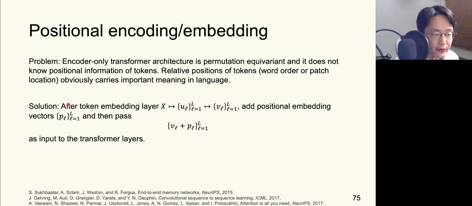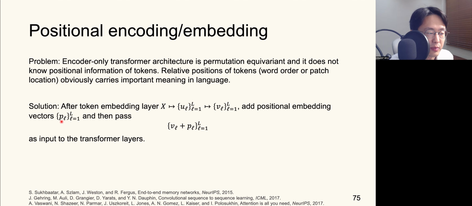So the solution is, after the token embedding layer, so we have the X input text that gets mapped to the U vectors after the tokenization, and then we undergo the token embedding layer that maps the one-hot vectors into these V vectors. We add positional embedding vectors P. So we form V plus P, and then we pass these vectors into the subsequent transformer layers. So the order of operation of a transformer is we have an input, we feed it through the tokenizer, we feed it through the token embedding layer, we add the positional encoding, and then we do multiple iterations of transformer layers.